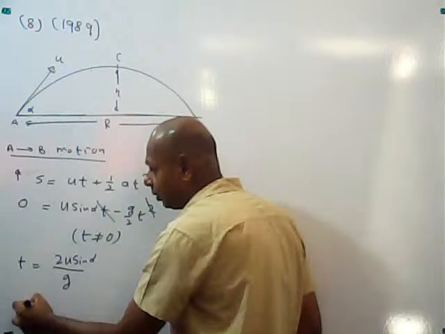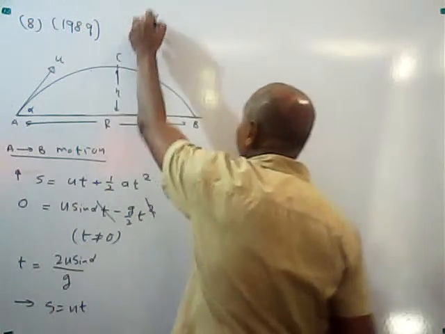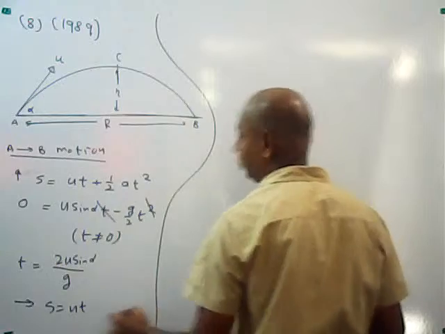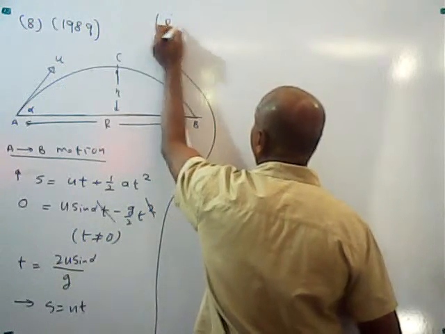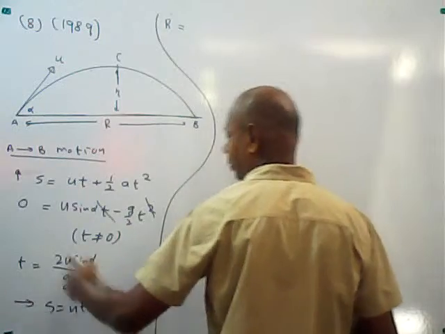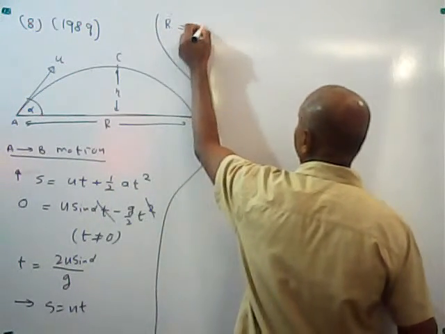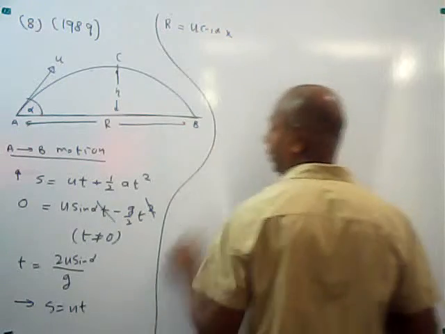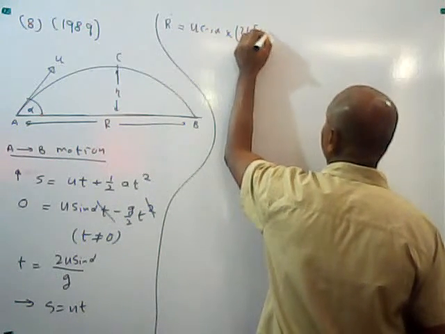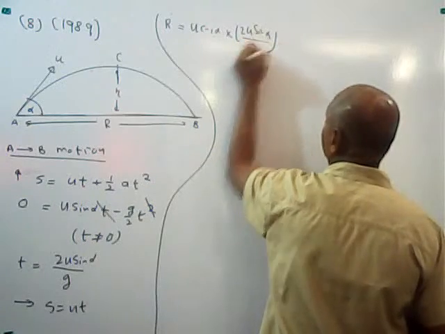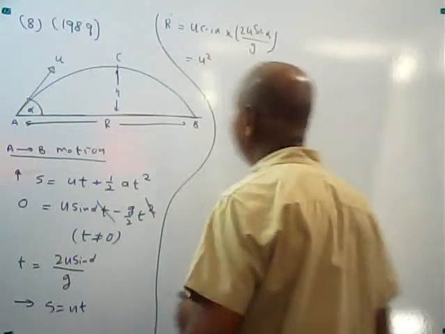Then apply horizontally, s equals ut. Make up a whole bracket. So you get R equals u, which is u cos alpha, into t, which is 2u sin alpha over g. So it gives something like u squared over g.